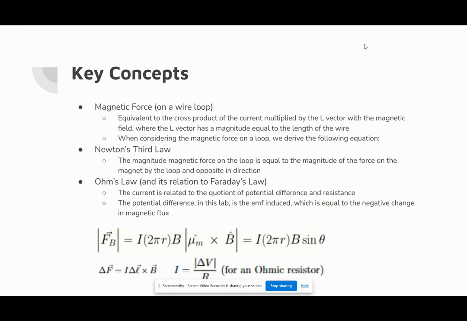And then our other key concepts include the magnetic force on a wire loop, which is equivalent to the cross product of the current multiplied by the L vector with the magnetic field, where the L vector has a magnitude equal to the length of the wire.